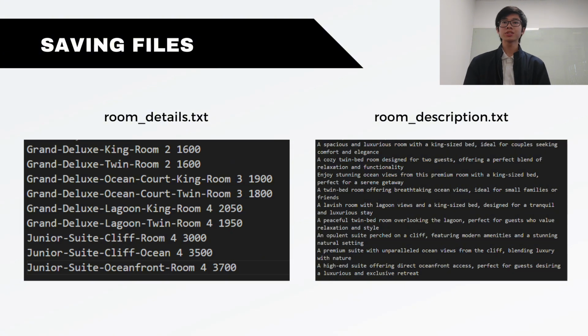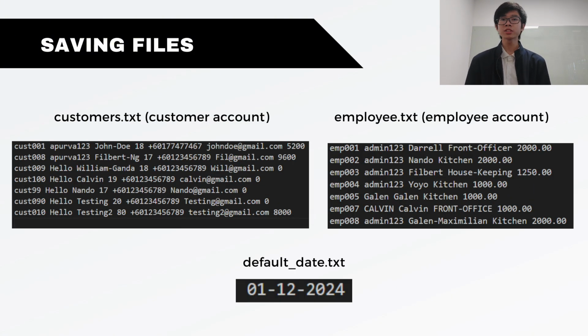Next, we have files to store the room details. Roomdetails.txt stores room types, room capacity, and price per night, while another file, room description, stores the description for each room type. This file acts like a dictionary, helping us refer to the specific details and description for each room type.